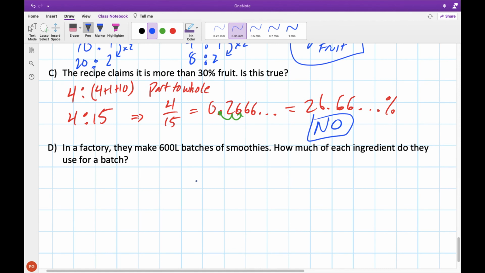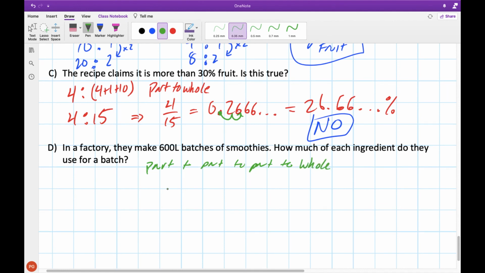For our last question, we're making 600-liter batches of smoothies. How much of each ingredient do we use? For this one, we're going to use a new type of ratio that we haven't talked about yet. So if you didn't get it, don't worry about it. We're going to look at a ratio where we look at parts and wholes. So this is going to be a part to part to part to whole.